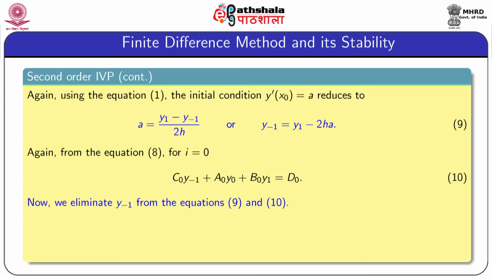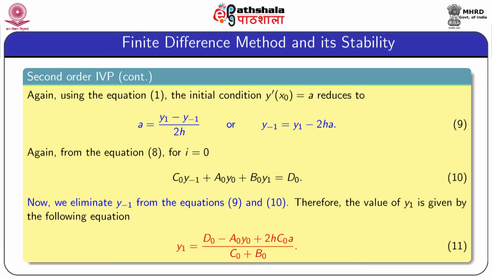Now we substitute the value of y-1 from equation 9 into equation 10. That means eliminating y-1 between 9 and 10, we get the value of y1 equal to (d0 minus a0 y0 plus 2h into c0 into a) divided by (c0 plus b0). So equation 11 gives the value of y1, because y0 is given and all the values, that means a0, b0, c0 and d0, are known quantities.